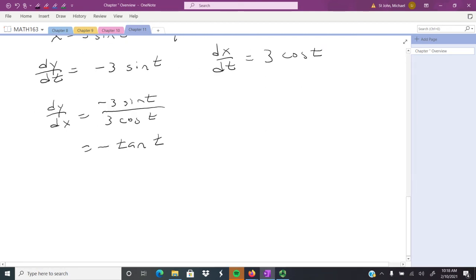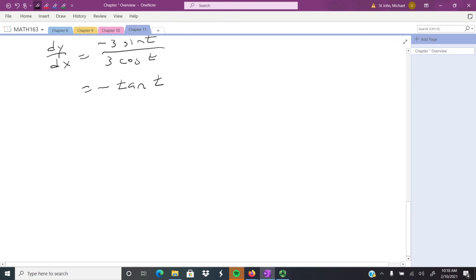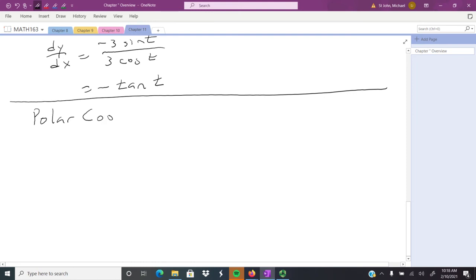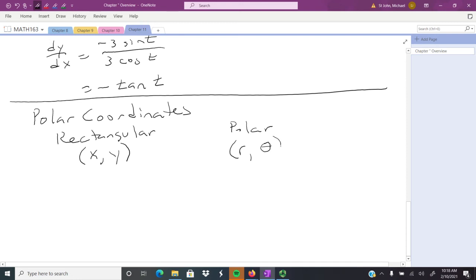Well, the other thing you'll see in this chapter is polar coordinates. So rectangular coordinates are in the form of x, y. And then polar is going to be in the form of r and theta.